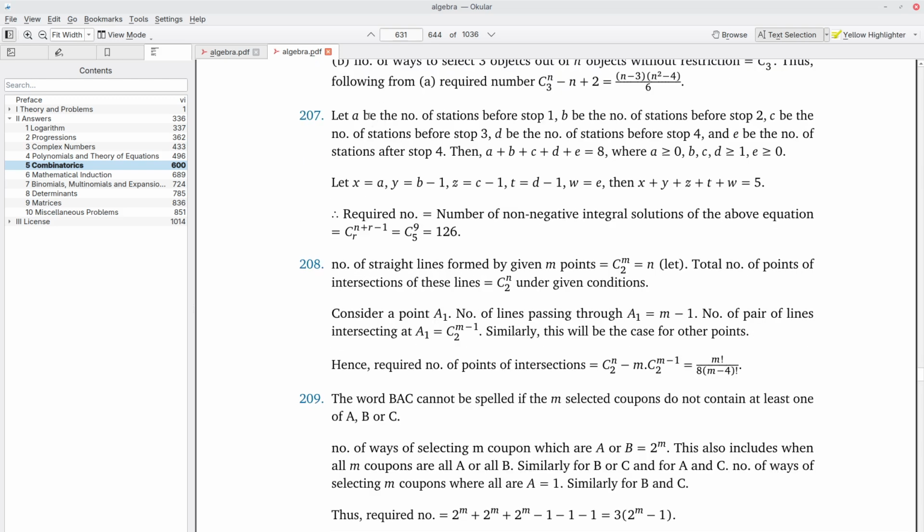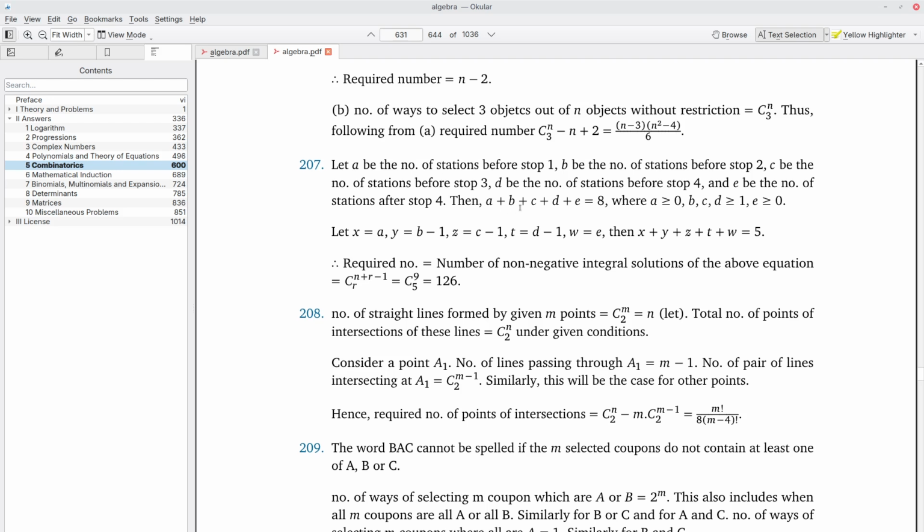So let A be the number of stations before stop 1, B be the number of stations before stop 2, C be the number of stations before stop 3, D be the number of stations before stop 4, and E be the number of stations after stop 8. So A plus B plus C plus D plus E will be 8, because that is the total number of stations where the train won't stop.